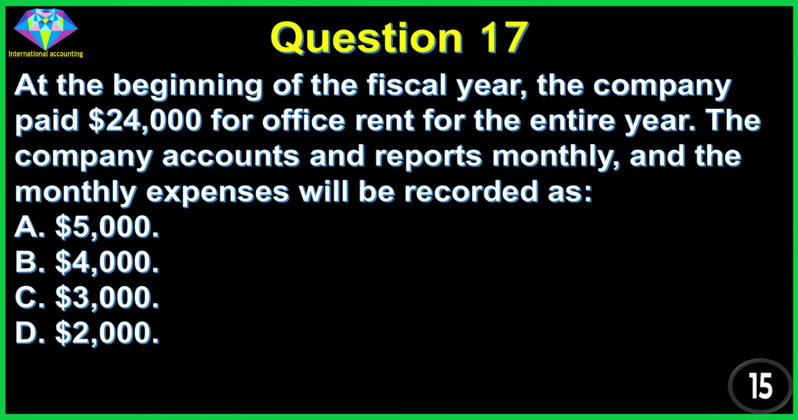At the beginning of the fiscal year, the company paid $24,000 for office rent for the entire year. The company accounts and reports monthly, and the monthly expenses will be recorded as A. $5,000, B. $4,000, C. $3,000, D. $2,000.